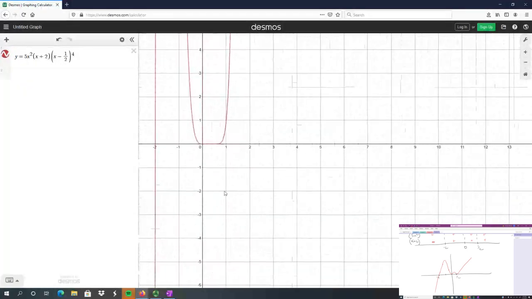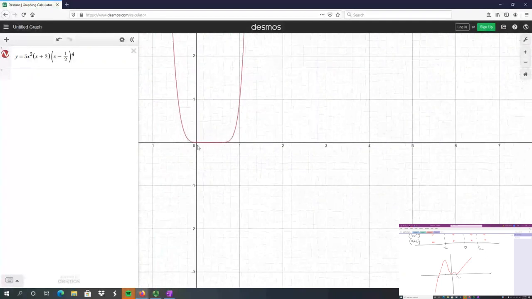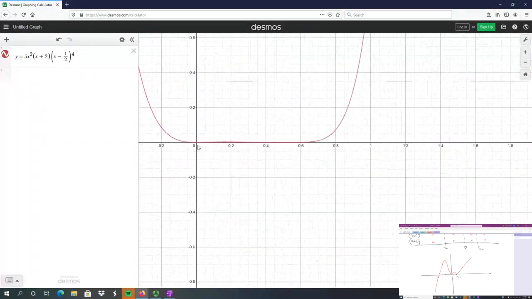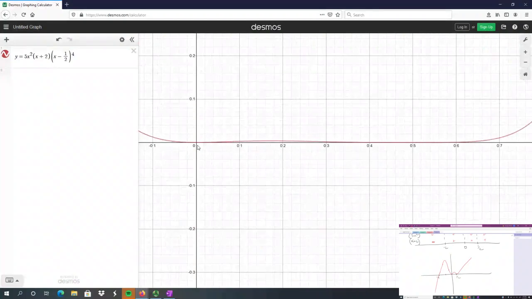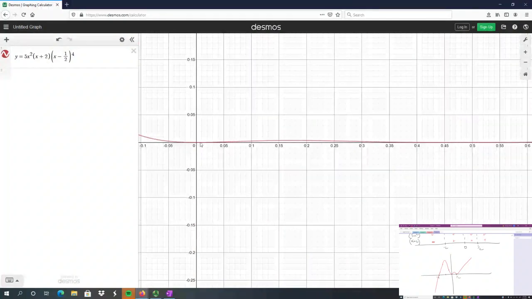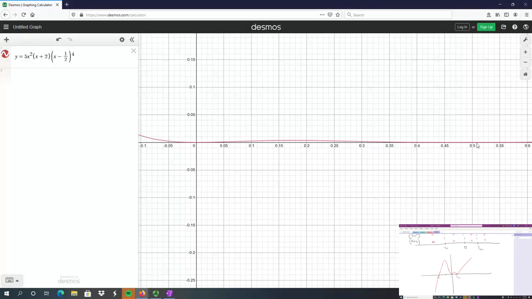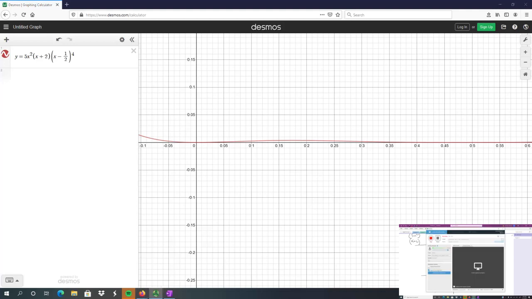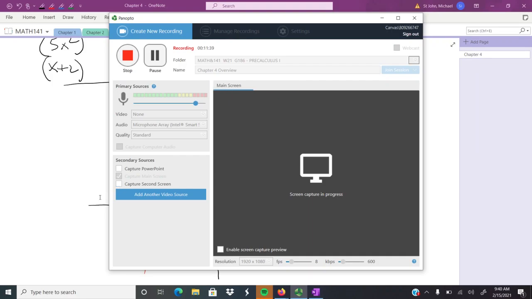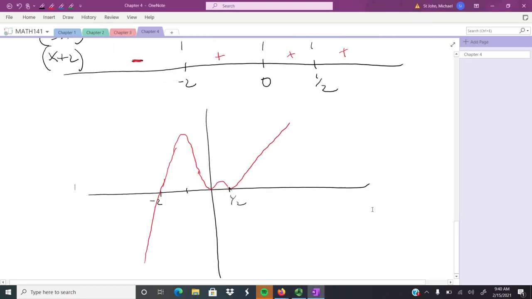So it comes back down, it touches the 0. Right? So it touches here at 0, bounces back up just a little bit, and comes back down at our 0.5. Right? So sort of like what we have here on my quick graph. All right, so let's go back to our main screen. And so now we're back here.